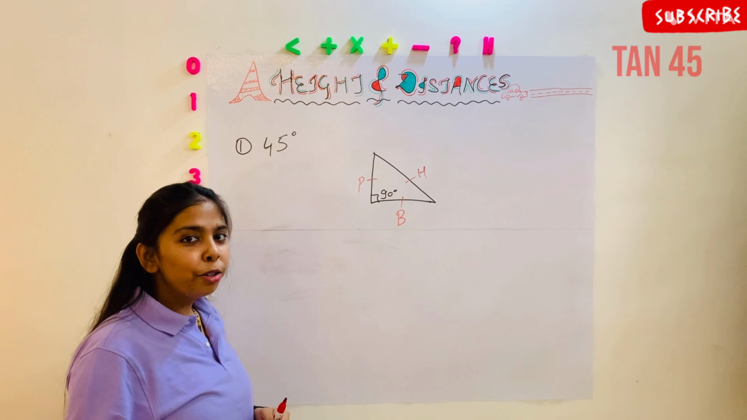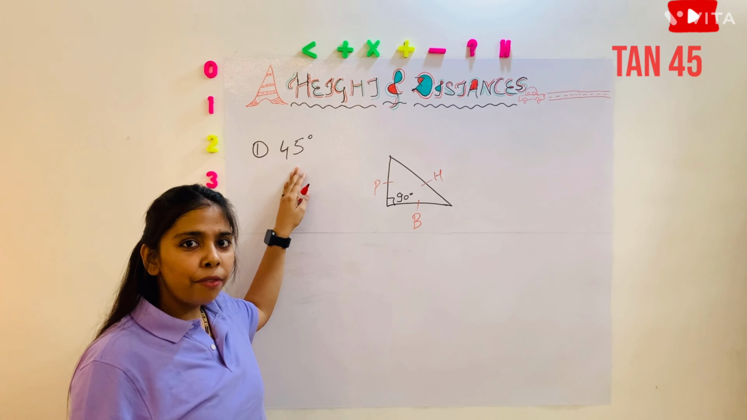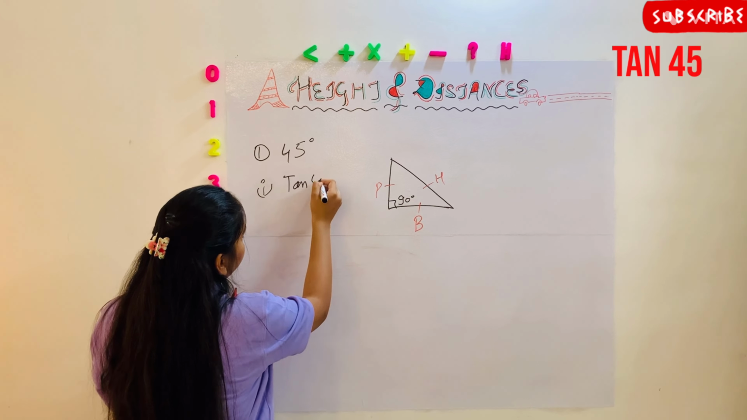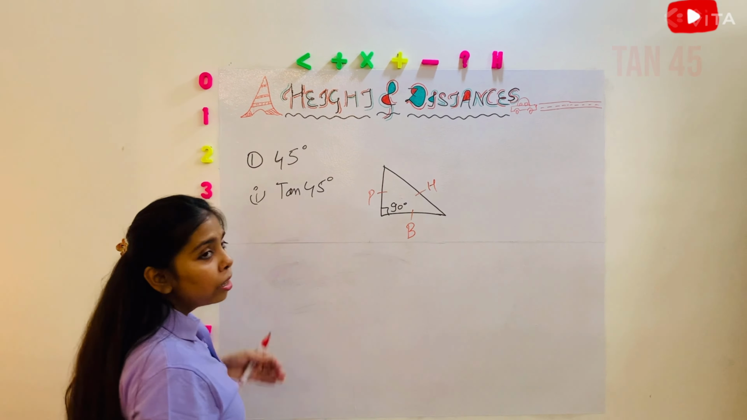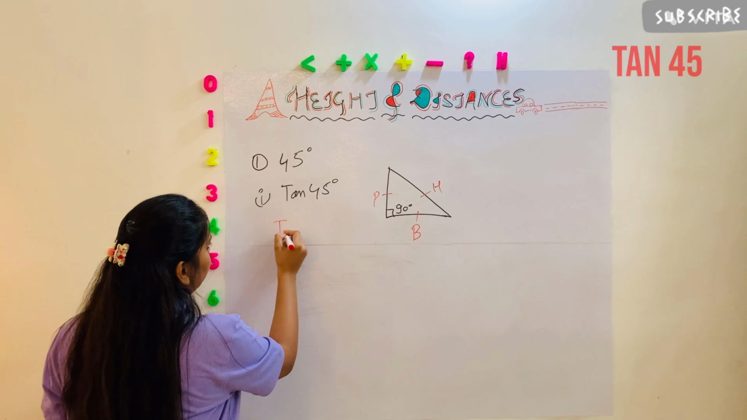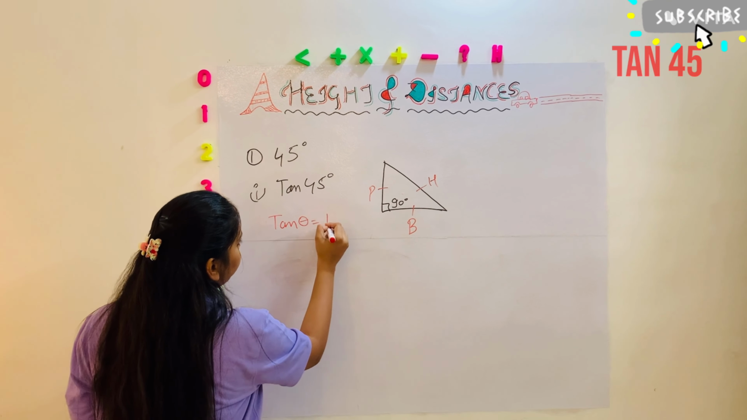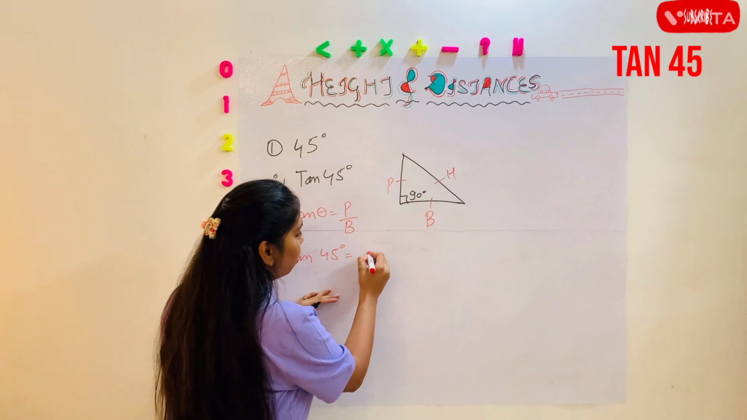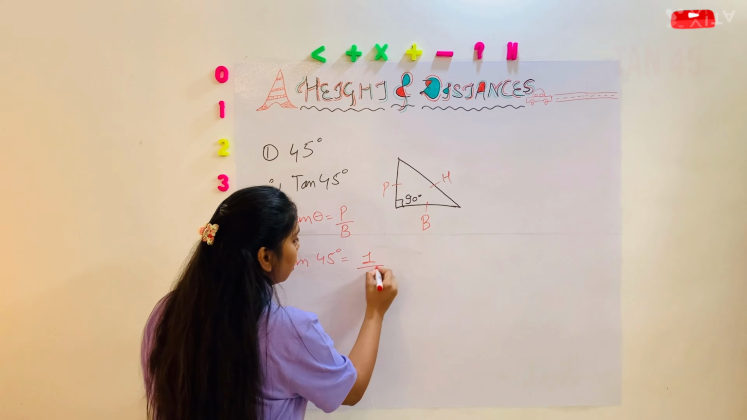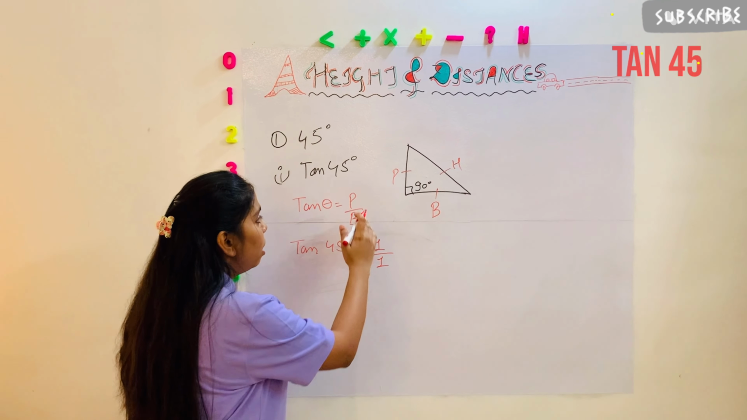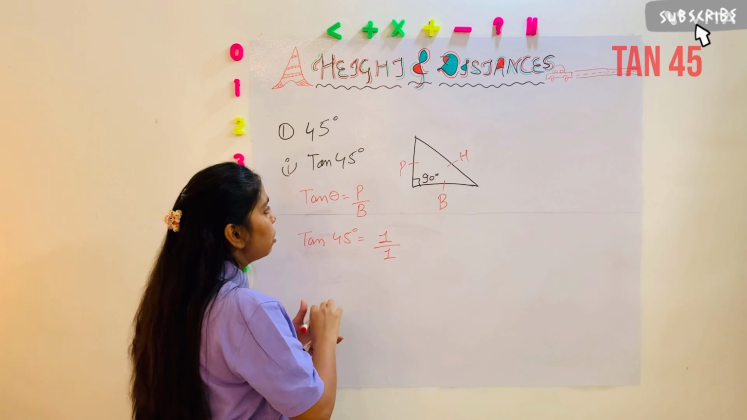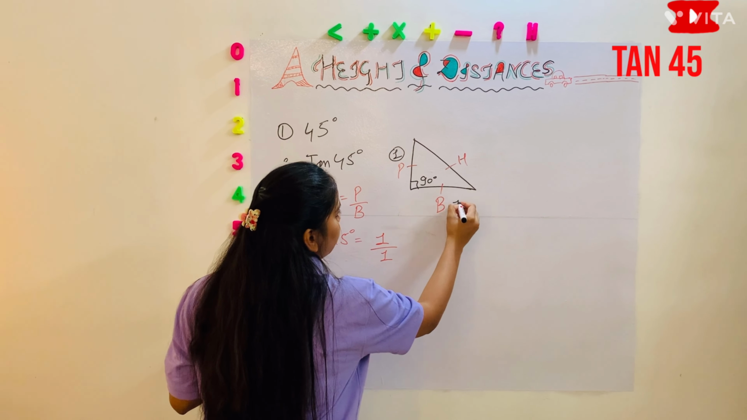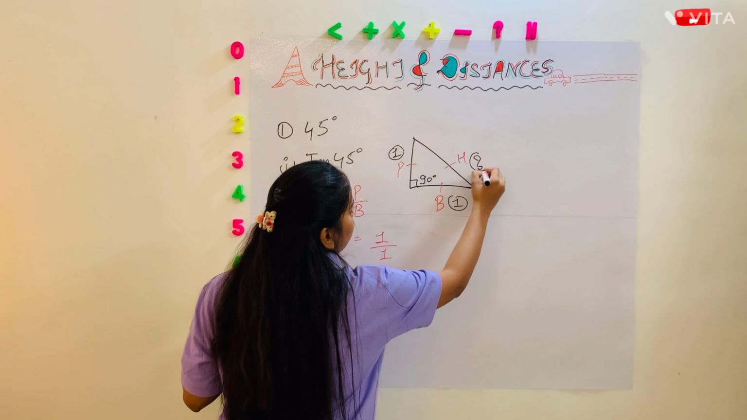Okay. So friends, let's start with the angle 45 degree. First one is tan 45 degree. Okay. Tan theta is equals to perpendicular by base. The value of tan 45 degree is equals to 1. And we can also write this 1 by 1. So the value of perpendicular is equals to 1. And the value of base is equals to 1. And we don't know about the value of hypotenuse.